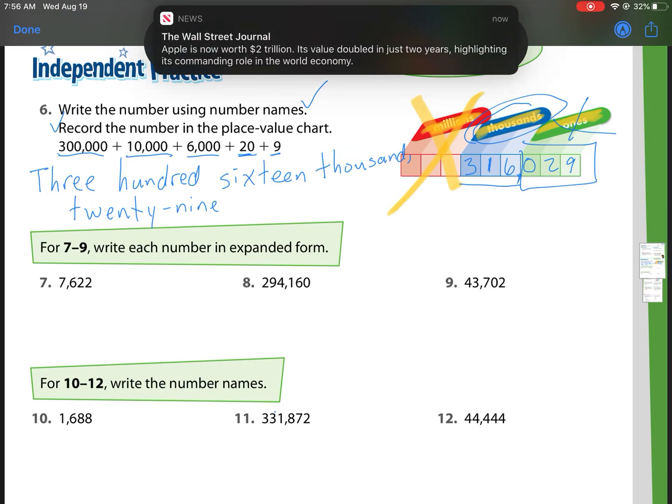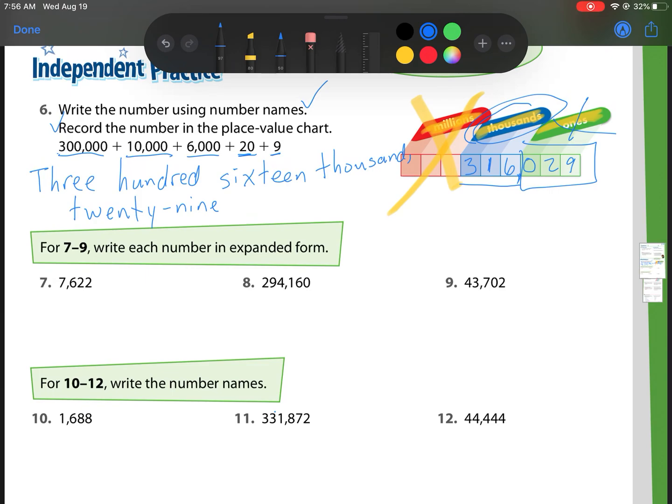So here's our next one. Write each number in expanded form. So remember, expanded form is where we break it up by place value, and we have the addition sign between them. So here I have 7,000 with that comma, plus 600, plus 20, plus 2. Notice how I broke it up into each place value. Okay, my next one. I have 200,000, plus my next place value is 90,000, plus my next place value is 4,000.